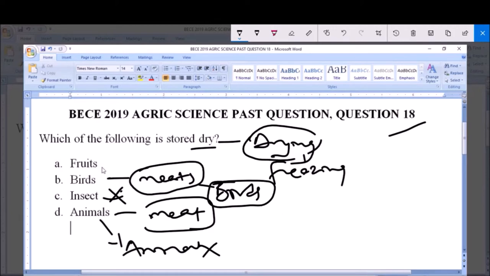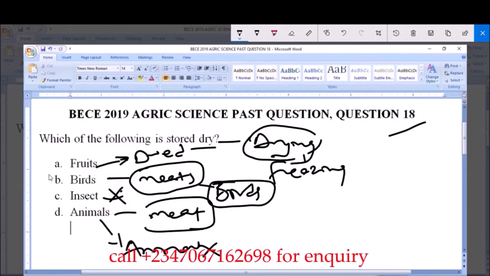But A here says fruits. Now fruits generally can be stored dried. And like we know, fruits are products of crop plants. Your maize is a fruit. Your mango is a fruit. The cashew is a fruit. Your vegetables are fruits. And all these can be stored dry. So the most suitable answer to this question is option A, fruits.